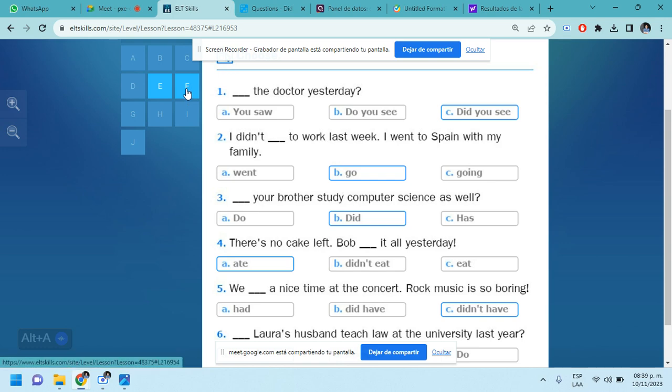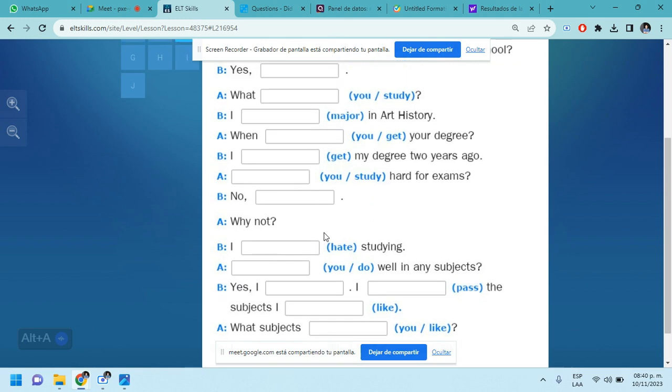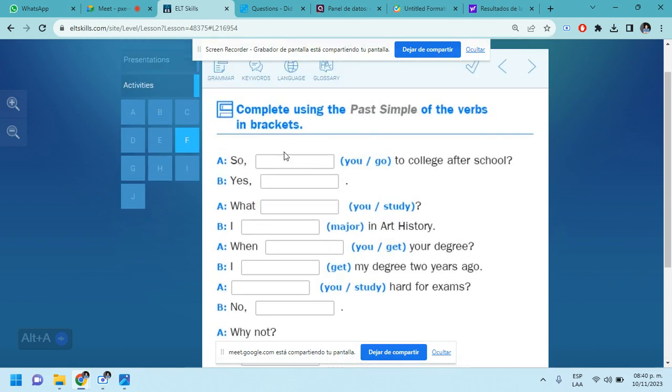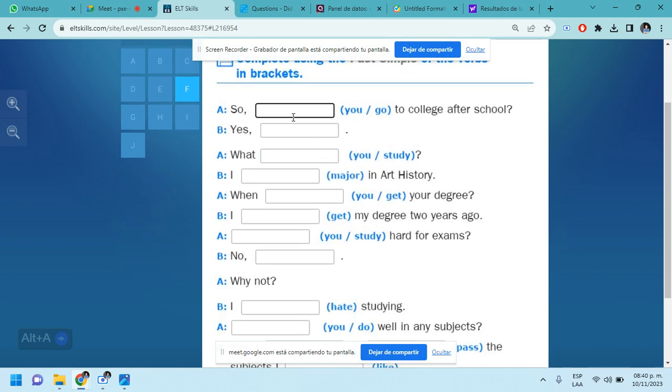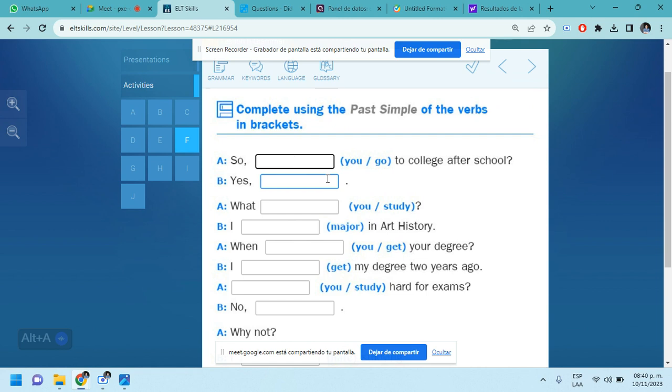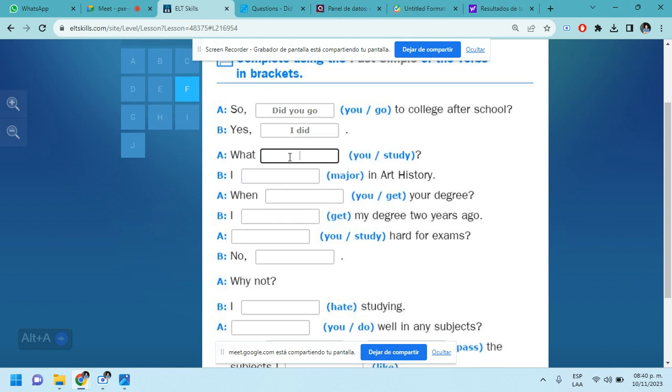Okay, activity F. One more, okay? Then the writing. Let's put in practice the things we learn, okay? Tell me. So. Excellent. So, did you go to college after school? Excellent. Yes, I did. Continue. What? Well, what did you study? The answer?